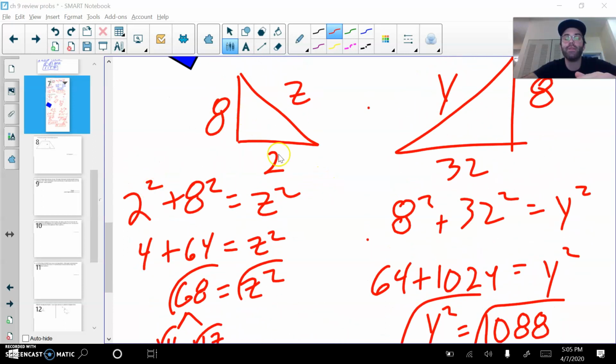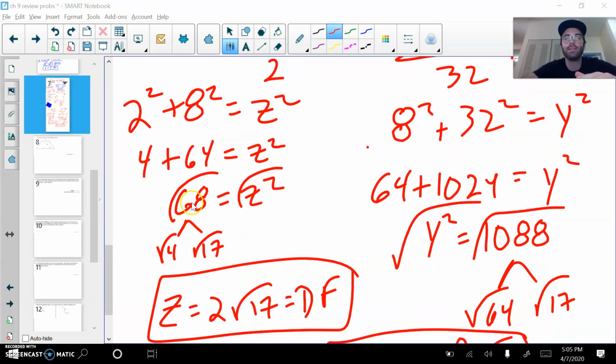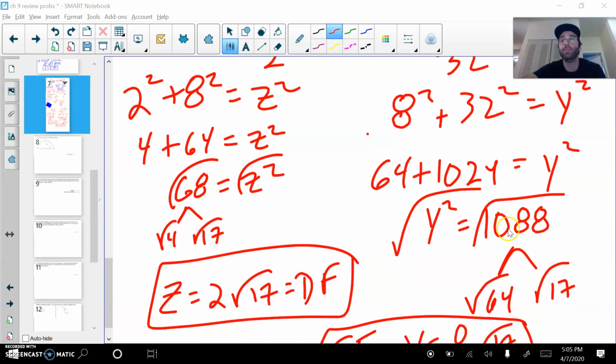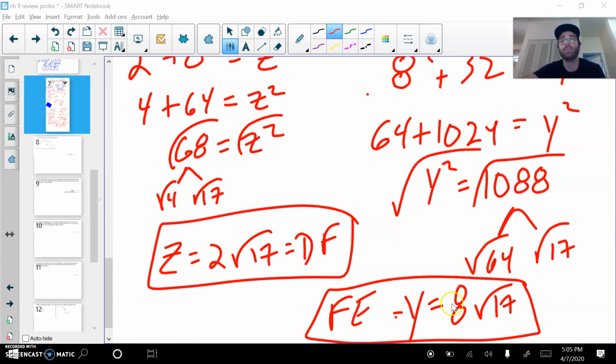Here, on the smaller triangle, I had 2 and 8, and Z was my C. So I did 2 squared plus 8 squared to get Z squared. I got 68, which is 4 times 17, to give me 2 root 17. On the other one, I did 8 squared plus 32 squared equals Y squared, because Y again is C, to get 1088, which is actually 64 times 17, to get 8 root 17 for FE.